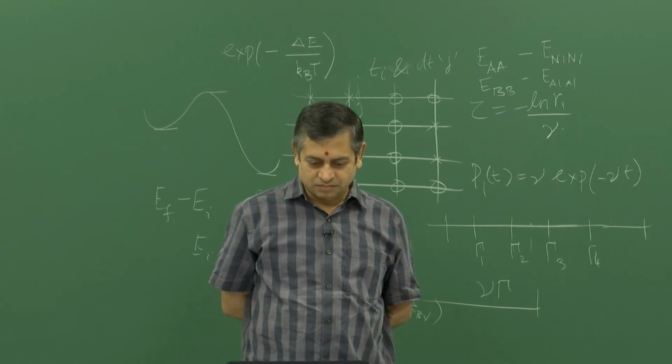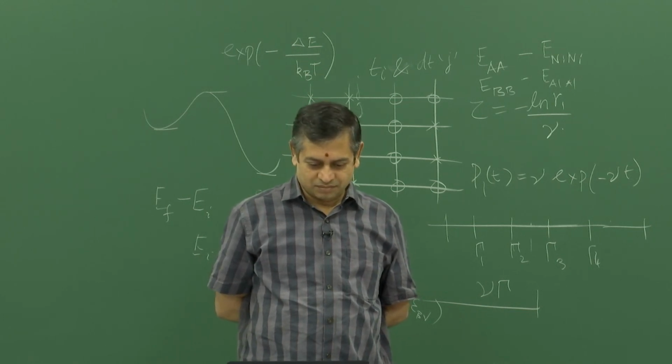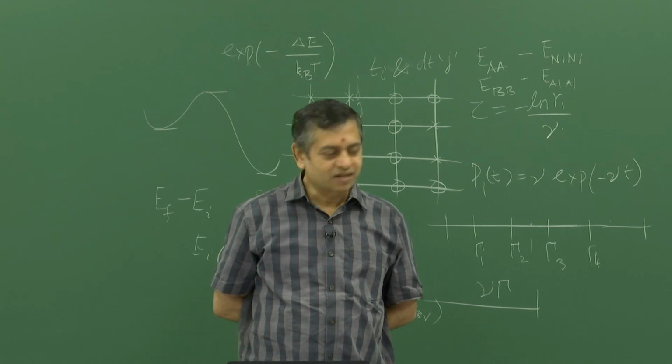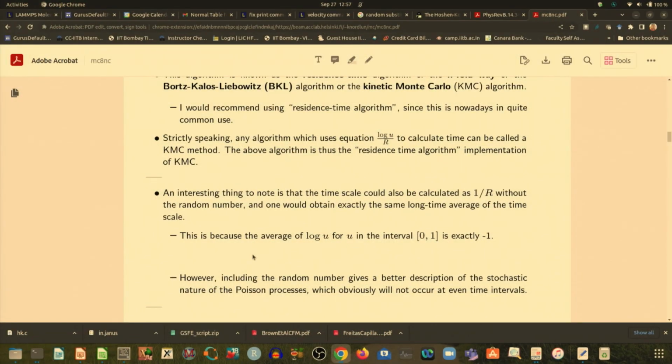Because this is log u over r, what is it? Yeah, log u by r, what we called log r1, that is by r. And this new he calls as r. Use the second random number. Yeah. Just used choice of the.